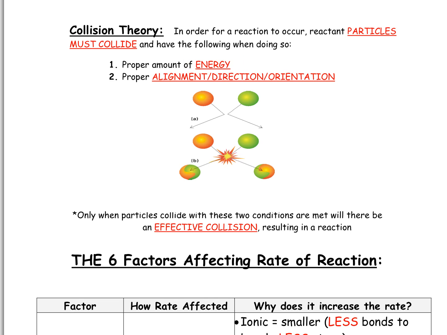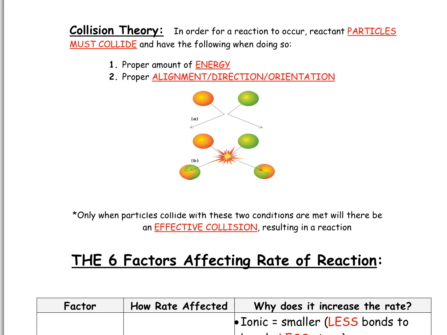And they have to have the right alignment or direction or orientation. They have to hit in the correct alignment in order for them to switch off, breaking their current bonds and creating new bonds. We know it requires energy to break bonds. That's why they must have the proper energy. And the proper alignment is if that energy happens in the wrong place, it still won't break the bonds.